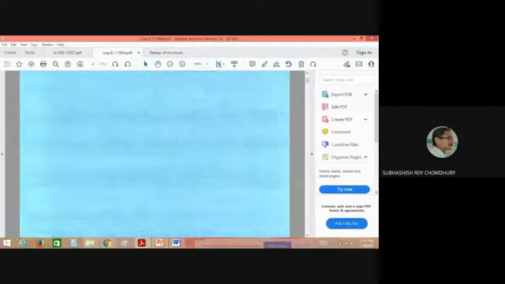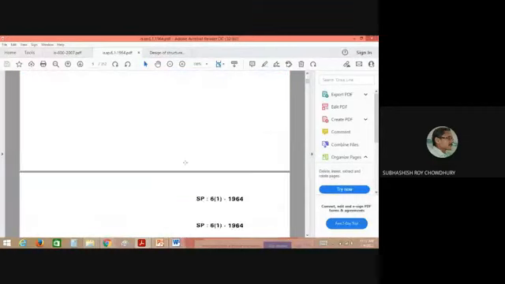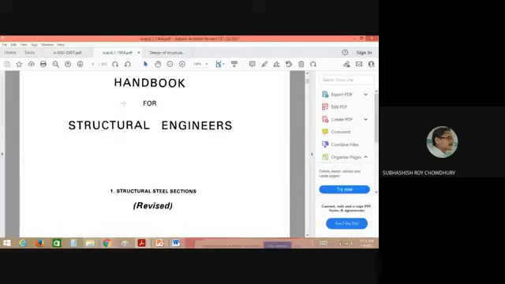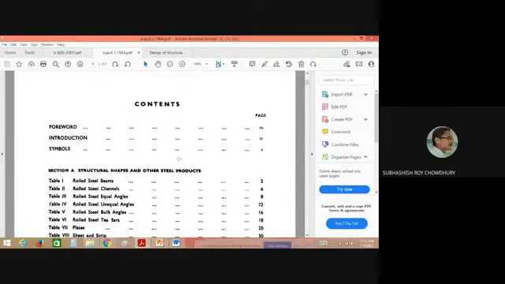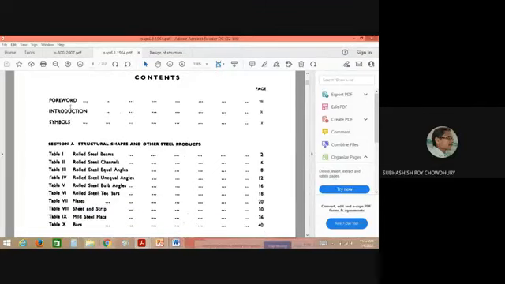So let me show you some of the pages of this handbook. Okay, so this is the handbook. You just look at the contents page. Okay, you will see that there are different structural shapes and other steel sections: rolled steel sections, rolled steel channel sections, rolled steel beams, rolled steel channels, rolled steel equal angle sections, unequal angle sections, etc.